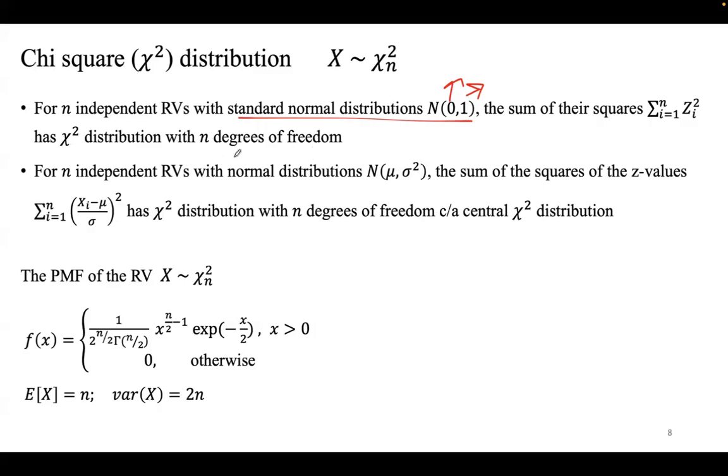Now, what is n here mainly? We'll come to it in a minute. If instead of standard normal distributions you had just normal distributions, which have mu and sigma square, then you don't take a sum of their squares directly, but you take a sum of their squared z values, doing the same thing. That also has n degrees of freedom. We are calling it central chi-square because you've now centralized these values, but that's not important.